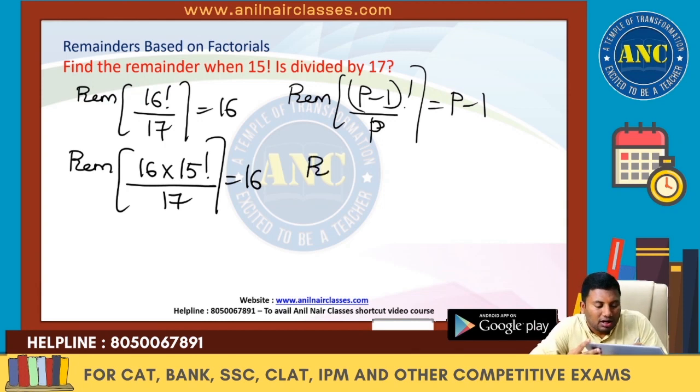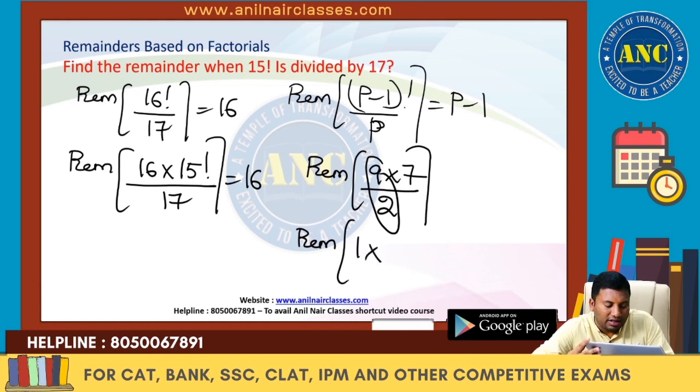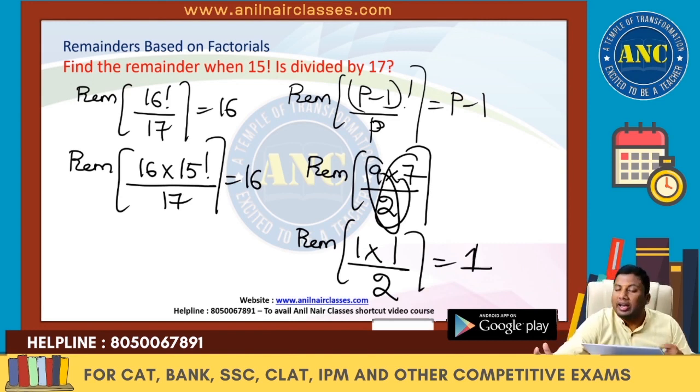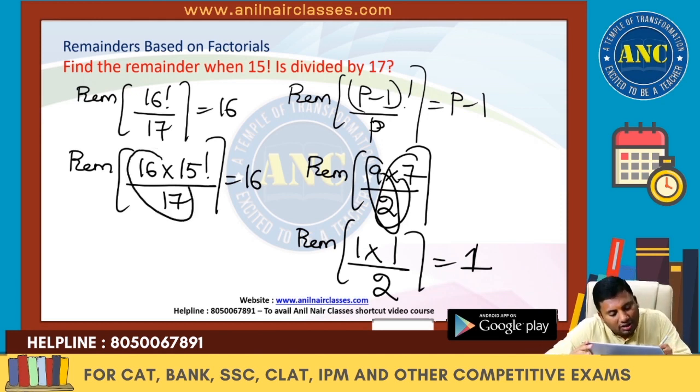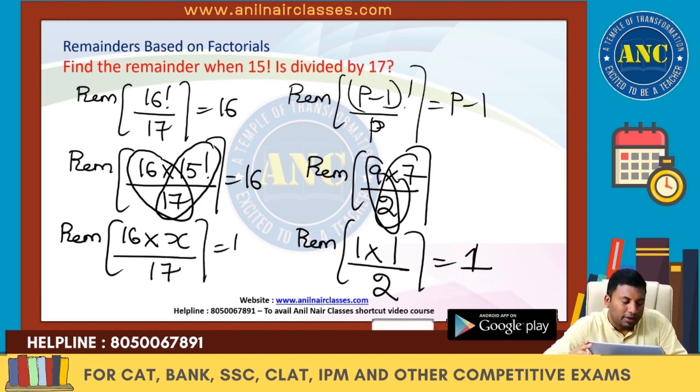Now if you observe, 9 into 7 divided by 2: 9 when divided by 2, remainder 1. 7 when divided by 2, remainder 1. When I further divide, is the remainder changing? The remainder is not changing. It will not change as long as the numerator is less than the denominator. 16 when divided by 17, 17 zeros are 0, remainder 16. 15 factorial by 17, we don't know the remainder. When I further divide, the remainder will not change.